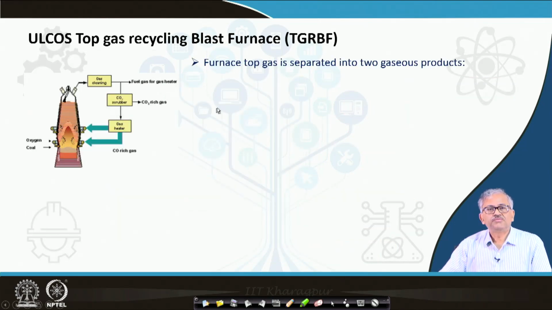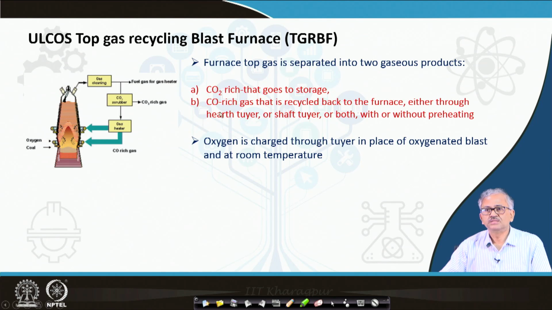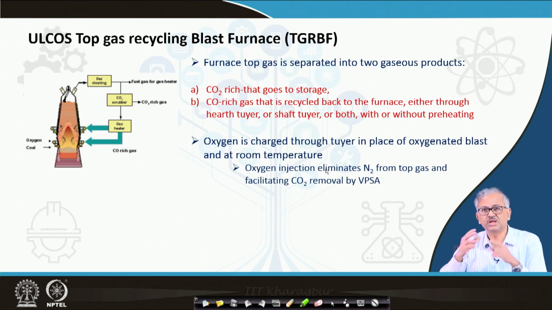Now, the furnace top gas is separated into two gaseous products, as I said. One is CO2 rich and another is CO rich. CO rich gets recycled through the shaft tuyeres or both, with and without preheating. Then oxygen is charged through the tuyeres in place of oxygenated blast and at room temperature. This is important. Room temperature is sufficient because the blast volume is very small, so you can easily get it wrapped. And oxygen injection eliminates nitrogen from the top gas, facilitating the CO2 removal by VPSA.